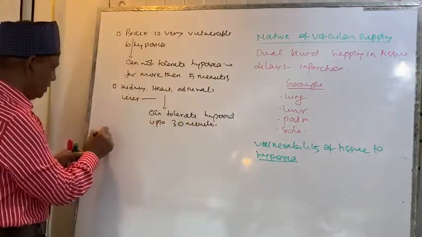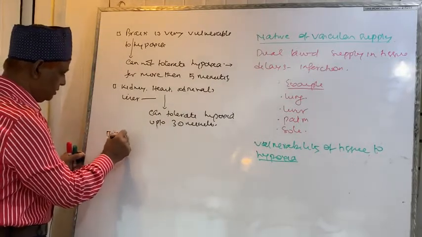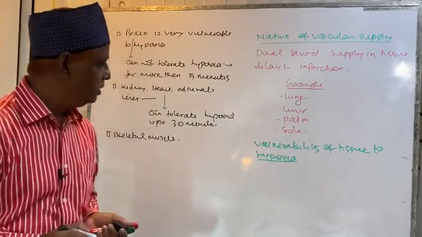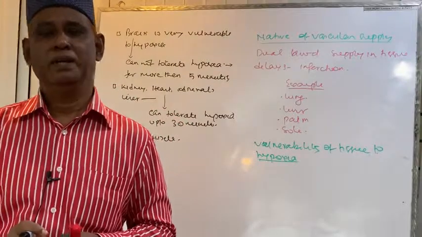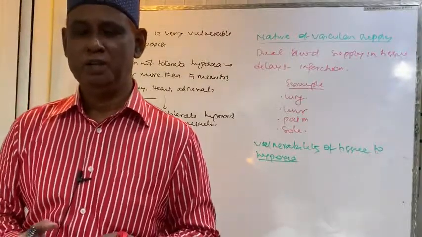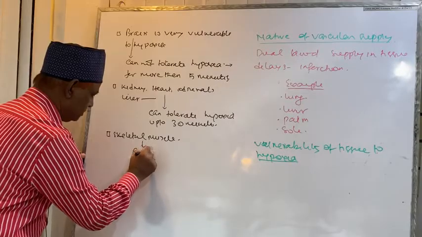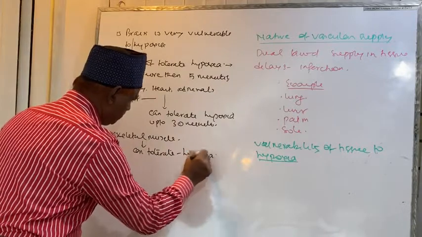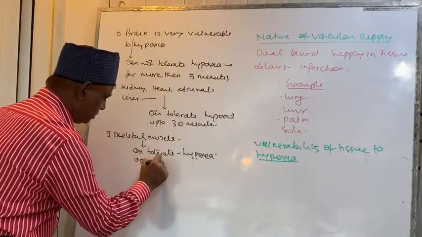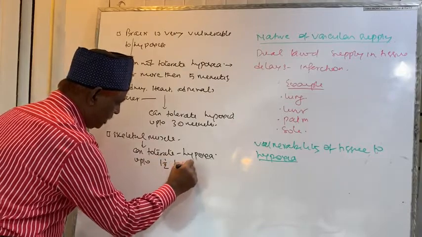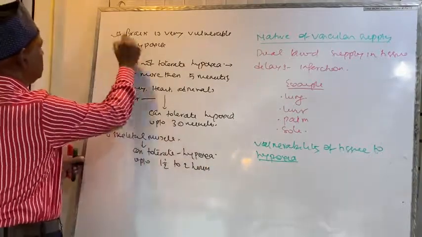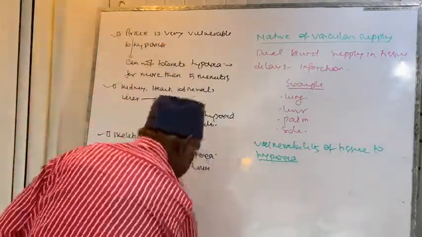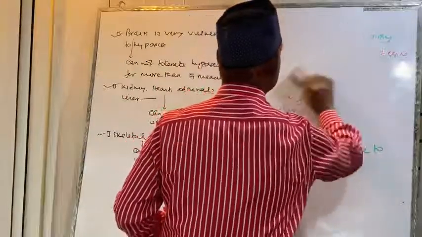Then kidney, heart, adrenals, liver. Kidney, heart, adrenals, liver can tolerate hypoxia or ischemia up to 30 minutes, not more than 30 minutes.